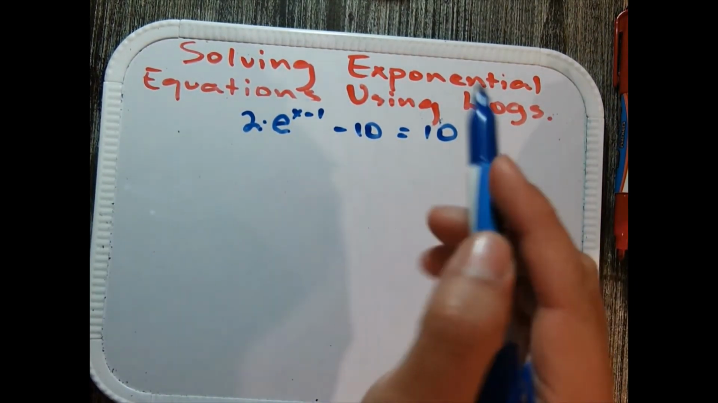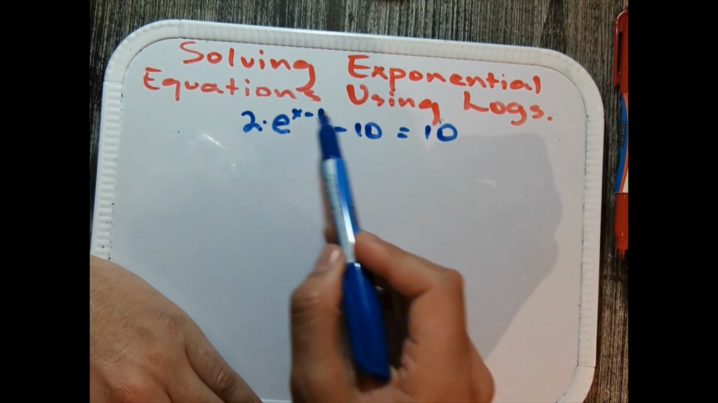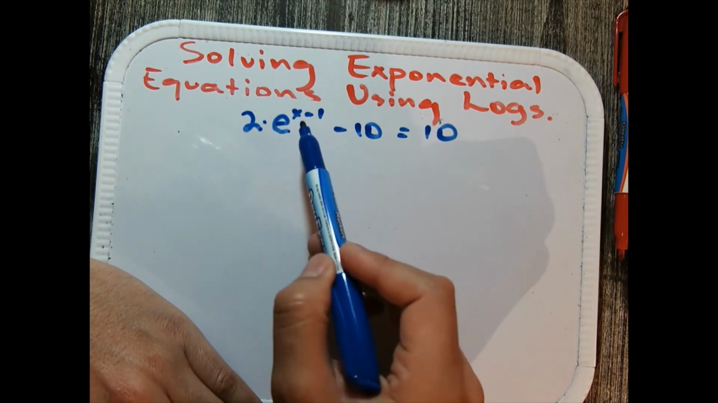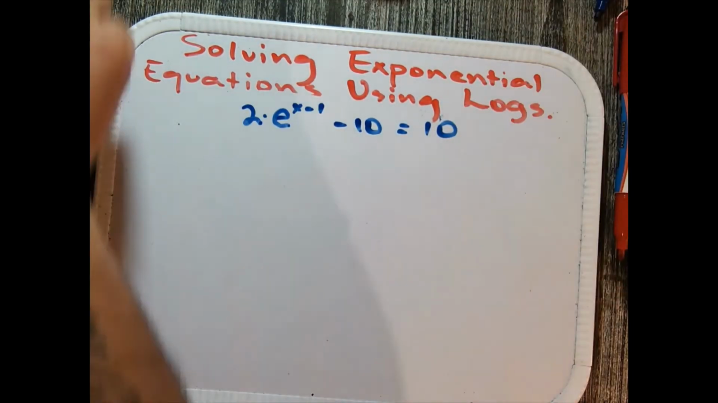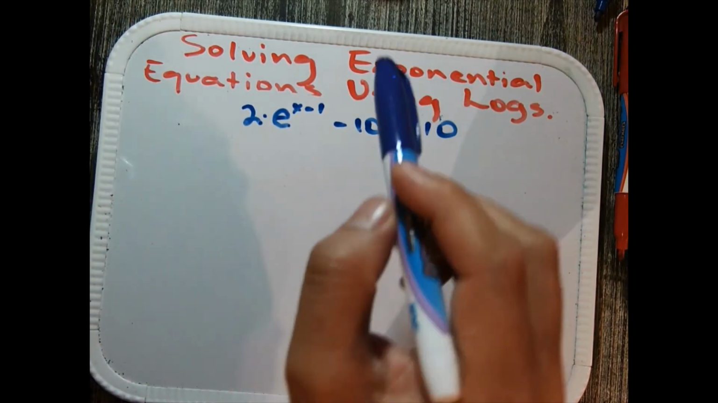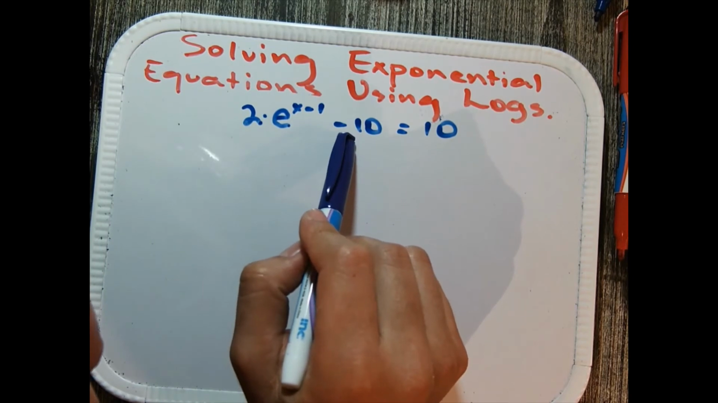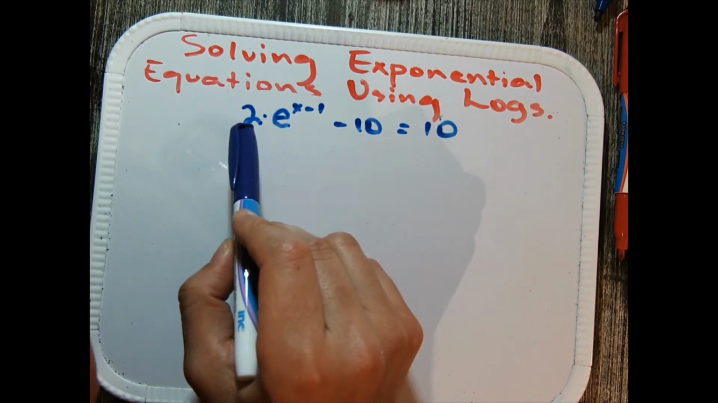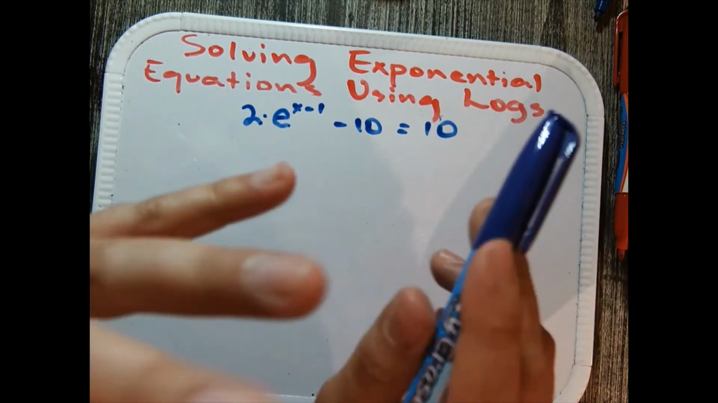Again, keep in mind, what we want to do is get x by itself. We want to solve for x. So we want to get rid of everything around x, move it to the other side so that we can get x by itself. So that's what we're going to do. And we're going to follow this order. First, we have to get rid of the negative 10. Then we get rid of the 2. Then we can get rid of the base e. Then the negative 1. In that order.